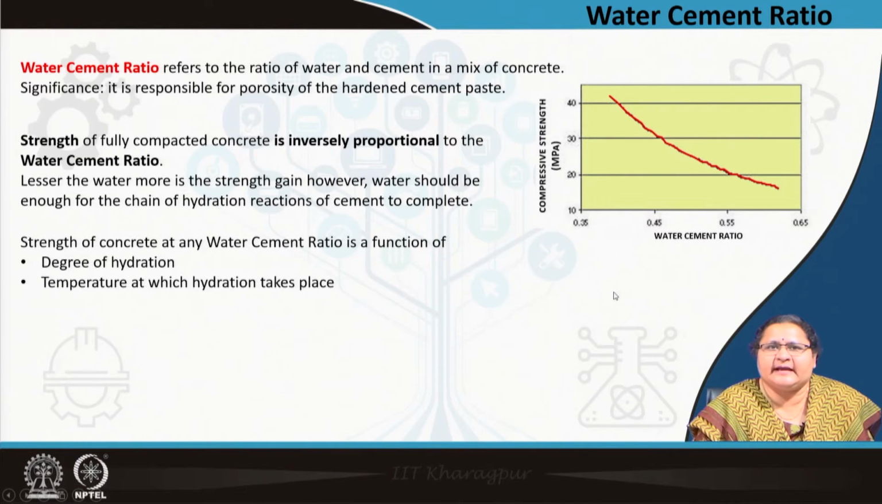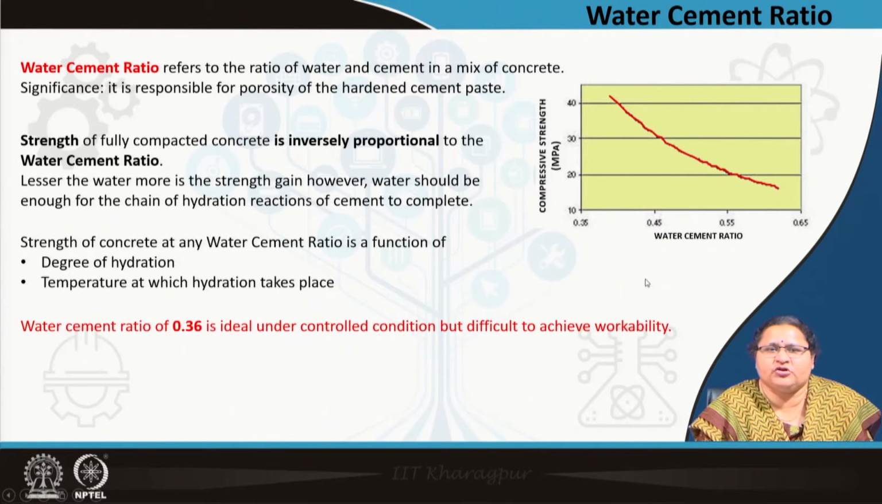Strength of concrete at any water cement ratio is a function of the degree of hydration, as I told you. If it is not completely hydrated, because there is not enough water, then the strength gain is not happening. It is also dependent on the temperature at which the hydration is taking place, because heat is liberated out of the process of hydration. So, strength is being affected by these two.